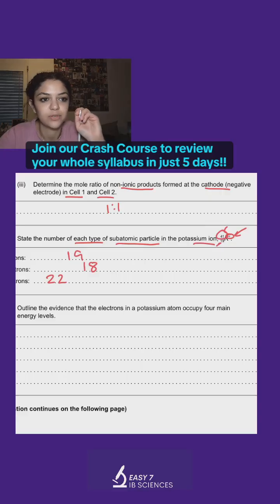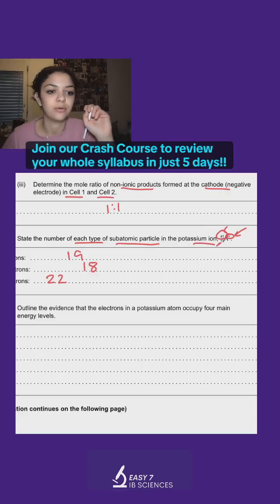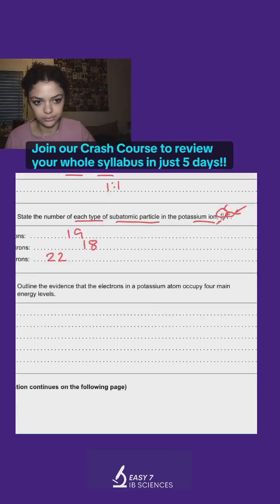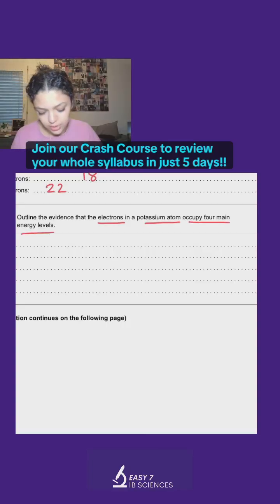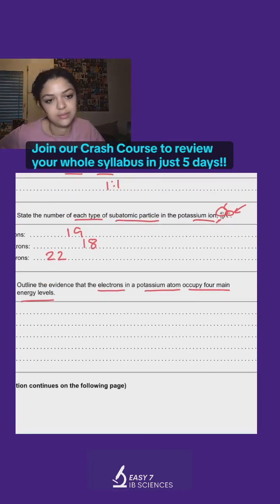Okay, hopefully this was a straightforward one, guys. I'm going to move on, but let me know if you want me to re-explain that. Outline the evidence that the electrons in potassium atom occupy 4 main energy levels. So what is the evidence that the potassium ion, and this one will be helpful to look at the data booklet. Okay?